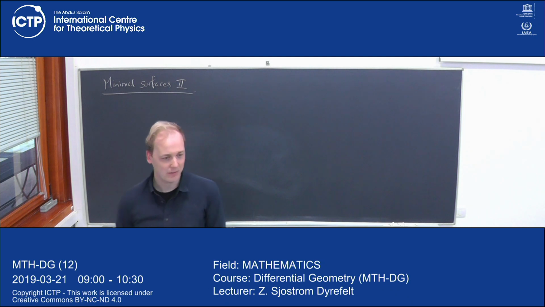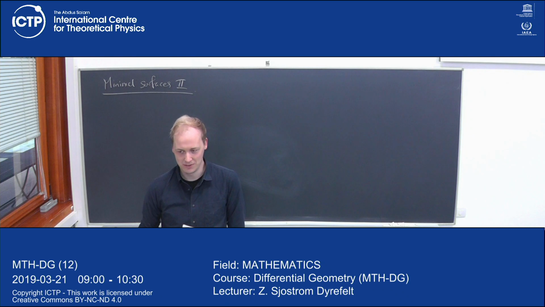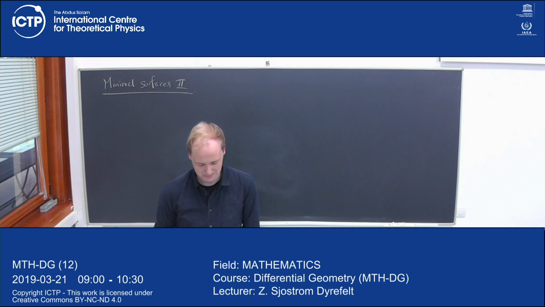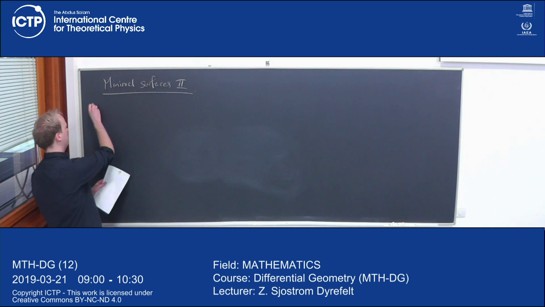So we're going to see something called the Weierstrass-Enneper representation. So any minimal surface can be represented in a very nice way, like this. And we're going to say something about a Gauss map. And all of this is going to help us produce new, interesting examples of minimal surfaces. So let me first recall from last time.